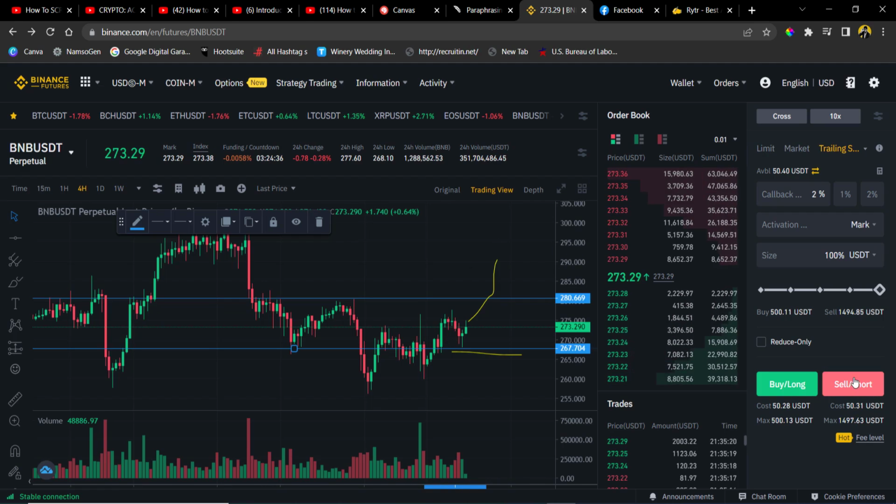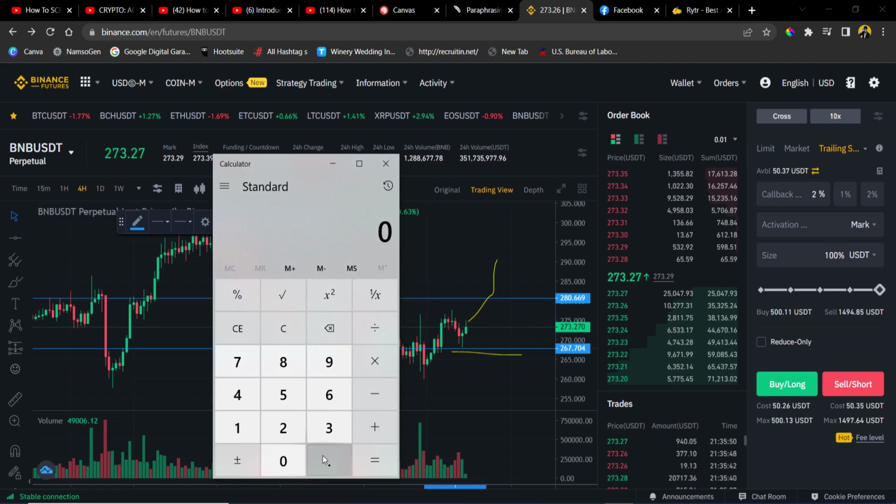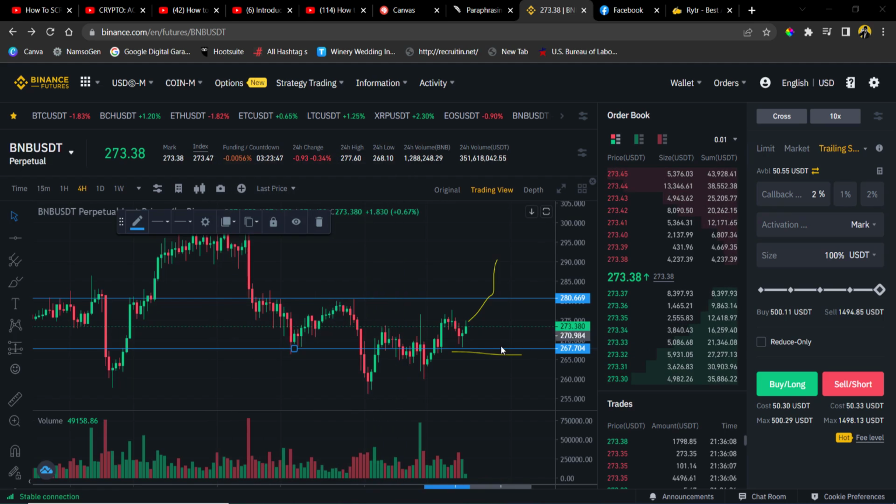So at this point, I will want to click the sell position because that is my trailing stop. So at 2% callback rate, what I'm saying is that if I click on the sell or short order, I am automatically putting my trailing stop at 2% below this activation price, below this market price. If you go to calculator, let's say 2% multiplied by 273. If you click on that, it is 5.4 something USDT. If I subtract this from 273 equals, that's 267. So right now my trailing stop will be around 267. That's almost like my stop loss.